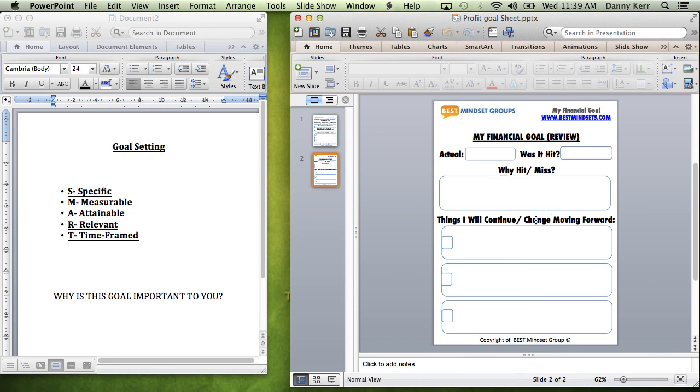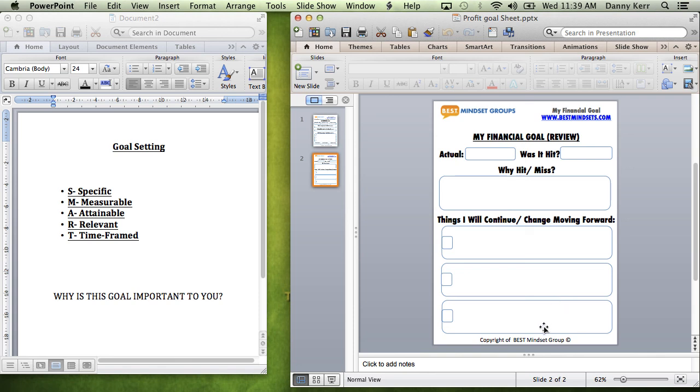The next thing is just committing. What are the things you will continue or change moving forward? Just really identifying some core aspects that made you successful and some things you might want to improve on over the next little while. So just really having that time to reflect on your own is really important, and you will fill this out when you come back into the session.